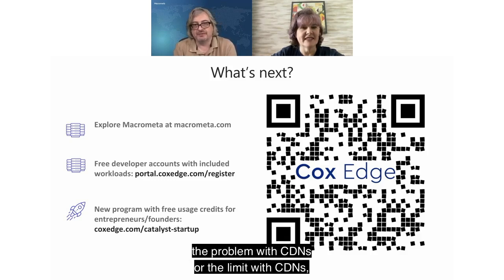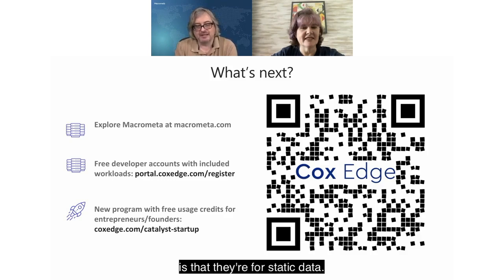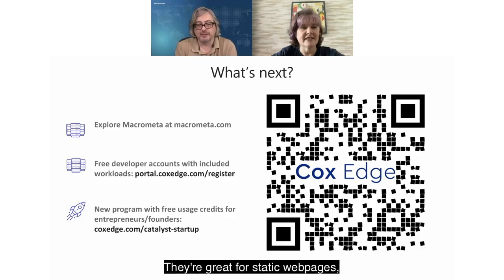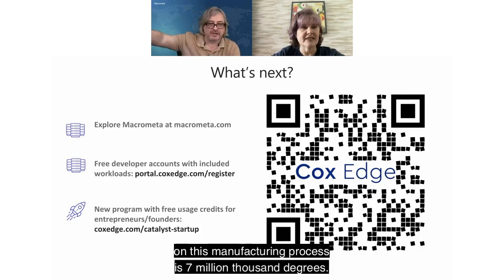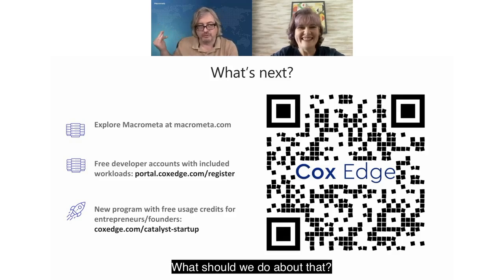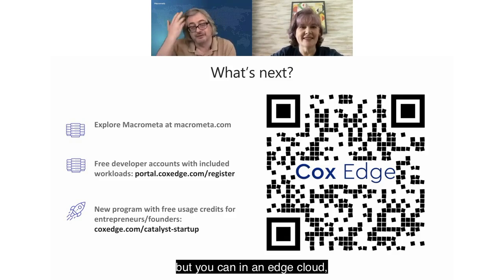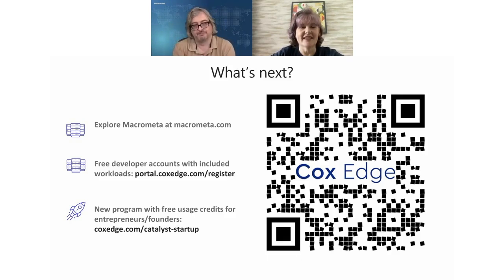The problem with CDNs, or the limitation with CDNs, is that they're for static data. They're great for images, videos, and static web pages, but they don't really address things like, oh, I have IoT sensor data coming in that says the temperature sensor on this manufacturing process is 7,000,000 degrees. What should we do about that? You can't put that business logic at the edge in a CDN, but you can in an edge cloud like with Macrometa and Cox Edge.